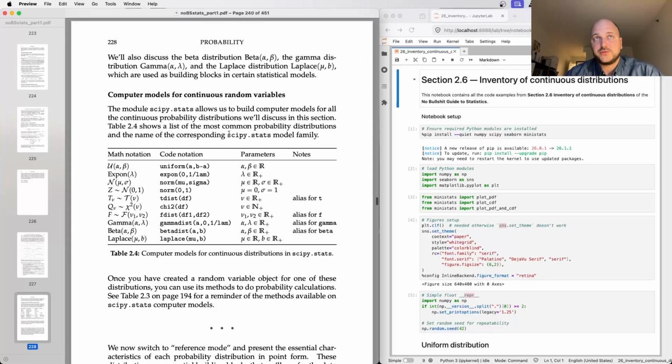So this time we start straight away with the computer models. For each math expression, there is a computer model from SciPy Stats. Heads up, the model for the t distribution family is called t, but we're going to alias import it as t dist, just to avoid confusion, because sometimes t will be the value of a statistic.